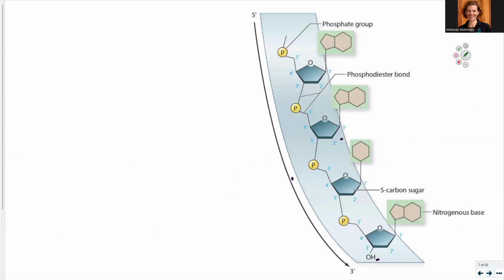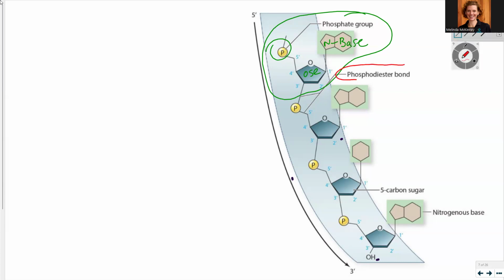Okay. This is one side of a double-stranded DNA molecule. If we look at one side, you can see there are multiple nucleotides that are hooked together here. Here's one nucleotide. We've got our phosphate group, we've got our sugar, which ends in OSE, our deoxyribose, and then we've got our nitrogenous base. And there are multiple of these put together to create a polymer. The bond that is holding them together is called a phosphodiester bond. That's just the name of this bond shown here, which links together the nucleotides in the sequence.